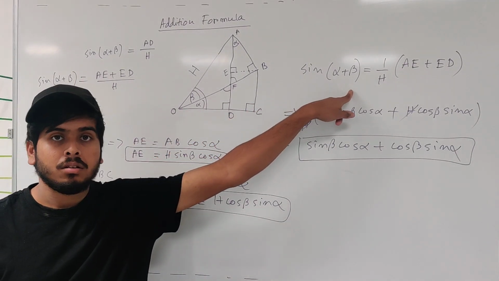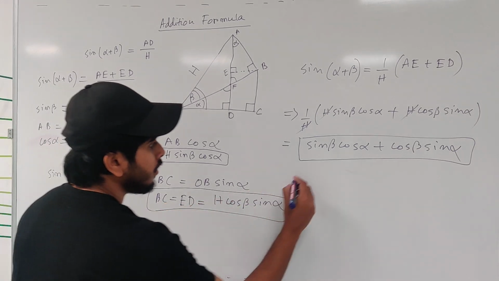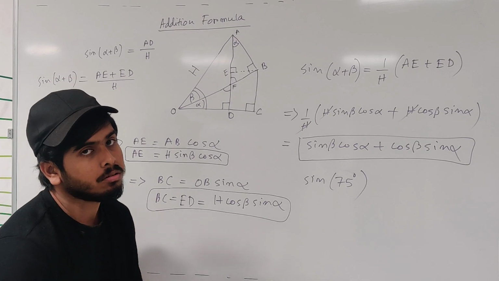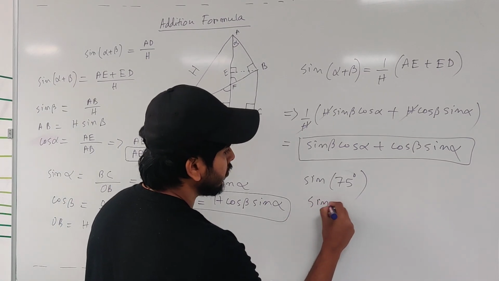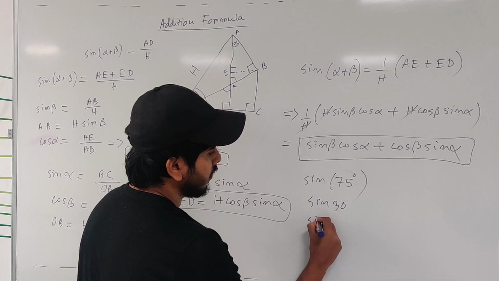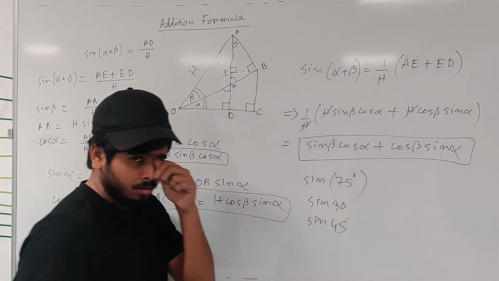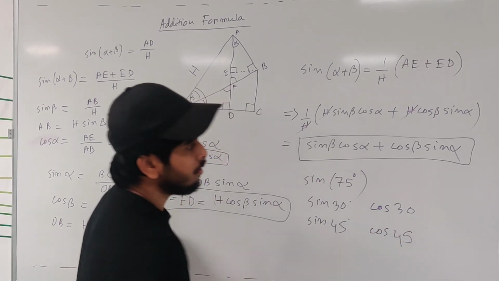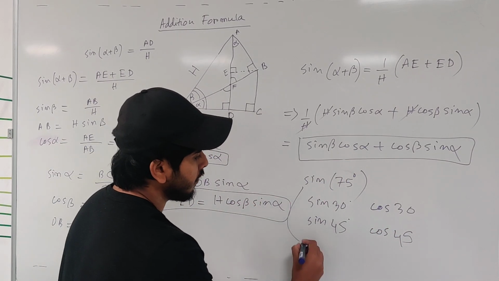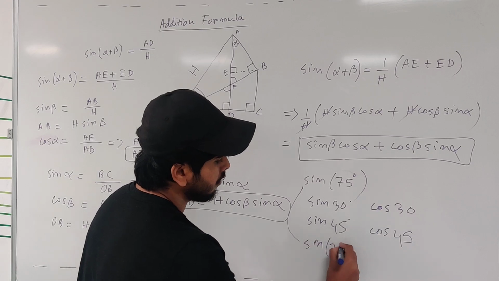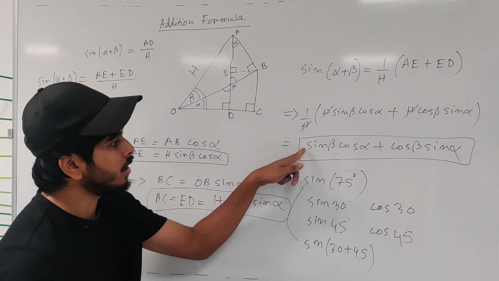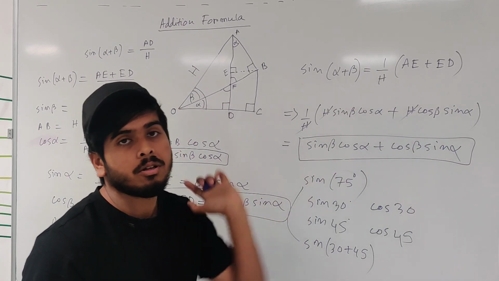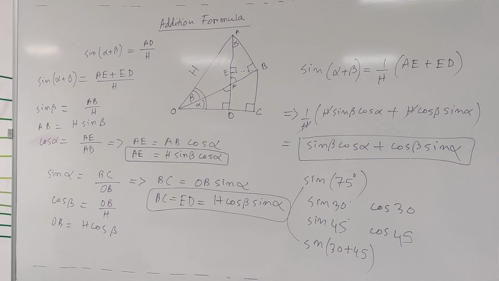Sin alpha plus beta. So why this formula is important is you can, for example, find values of sin 75 degree without using calculator. How? If you know the values of sin 30 and sin 45, you can find the values of cos 30 and cos 45 and just use this formula. Sin 75 is sin 30 plus 45. So you can split that into sin 30 cos 45 plus cos 30 sin 45, like that. Okay? You can do that exercise yourself.